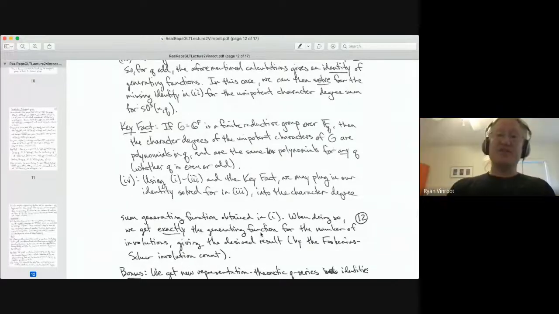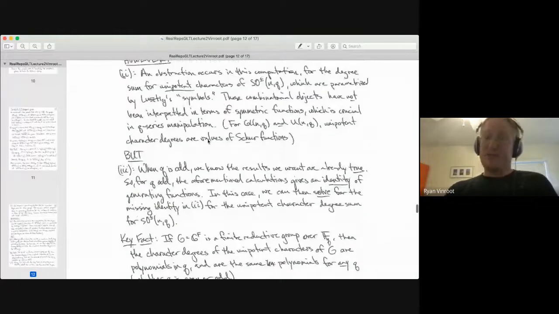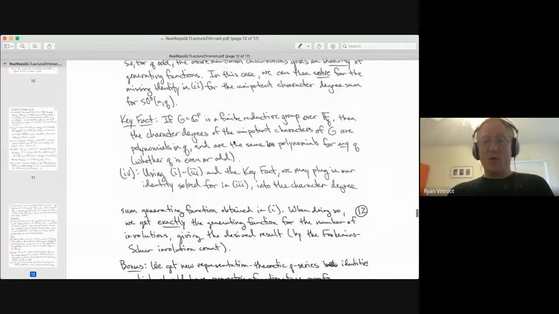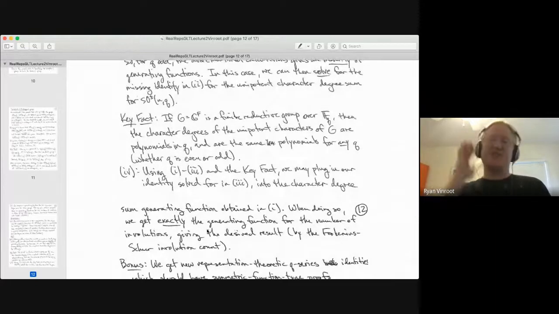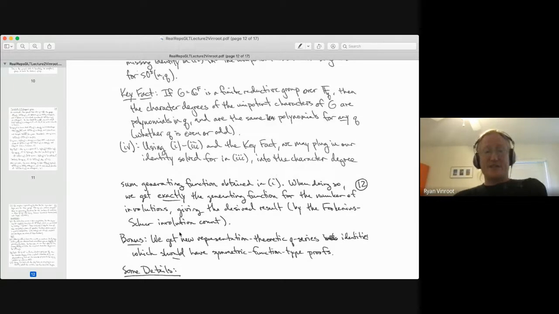Then we substitute it into our character degree sum we tried to compute before, and what pops out is exactly the number of involutions. And so it's still evaluating a character degree sum, identifying it with the number of involutions, but there is some complication here. But here's a bonus which we get out of this.